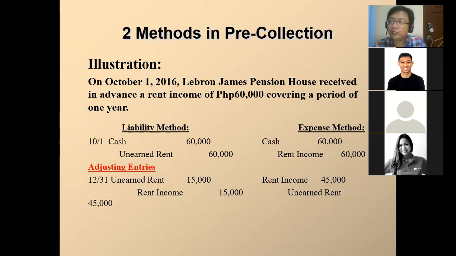So, on December 31, LeBron James will recognize rent income. Rent income is part of your revenue, part of your sales. Now, any increase in your rent income is on the credit side. We credit rent income. Why do we debit unearned rent? Because we decrease now our liability kasi it is now transferred to the rent income. That's why you debit unearned rent. So, magkano yung balance natin? 60 times 15, you have 45 for the next year.